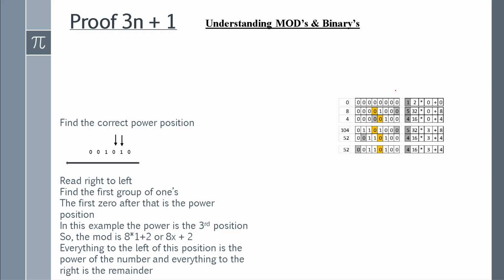If I take 52 and multiply it by 2, right? I'm taking a 0 from the power side and giving it to the remainder side. And so I've moved my power from 4 to 5, right? I doubled it from 16 to 32. I doubled my remainder from 4 to 8, but my power number doesn't change.